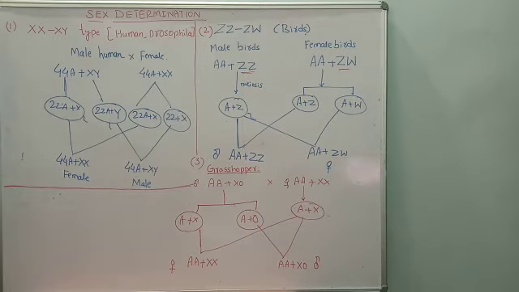The human females, I told you, are homogametic. Now we shall move towards another type of sex determination, that is sex determination in birds. This is also very important. What type of sex determination is found in birds? That is ZW type of sex determination in birds.